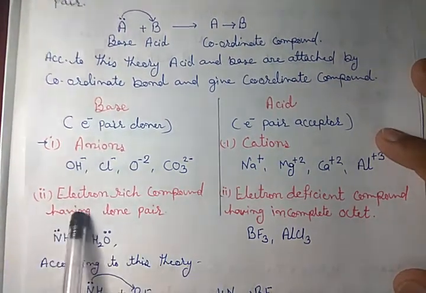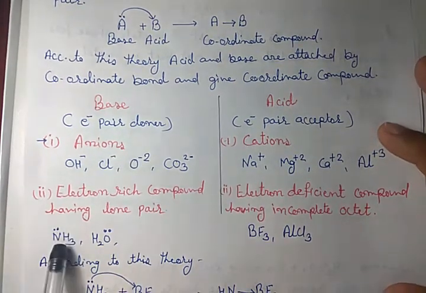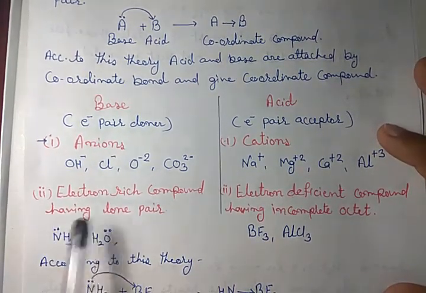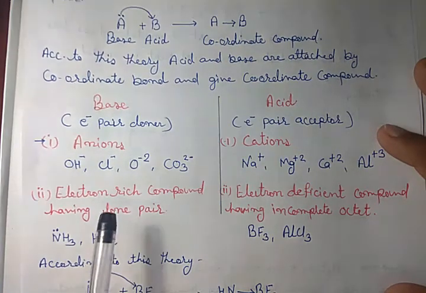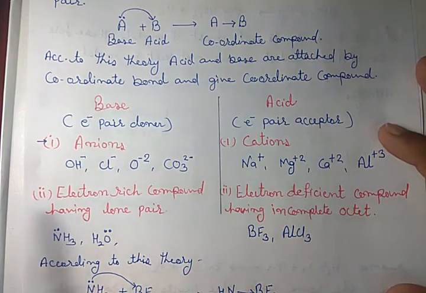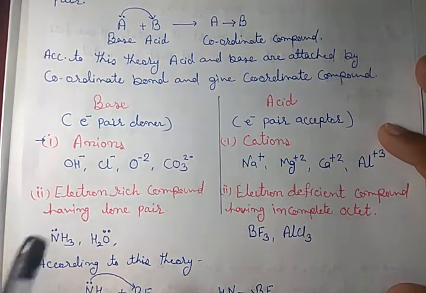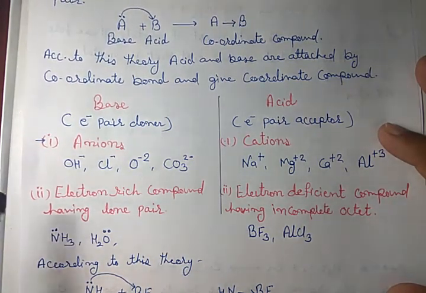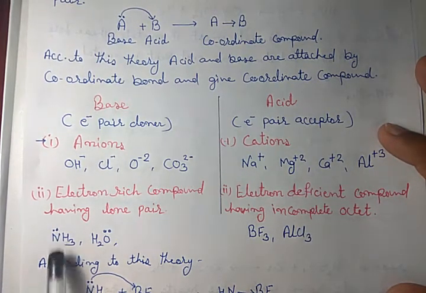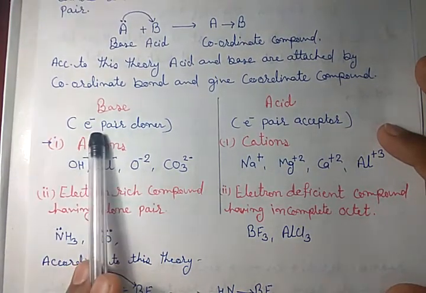And second, electron rich compounds having lone pair like NH3, H2O. And lone pairs are pairs of electrons which are not used by an atom in making chemical bonds. Electron pairs which are present on an atom and not used by the atom to make chemical bonds are known as lone pairs. So they have these extra electrons, so they can donate, so they come in the category of bases.